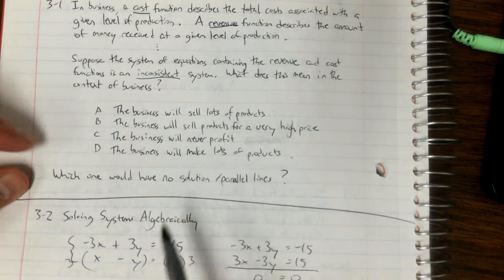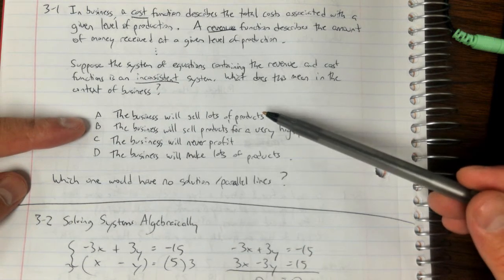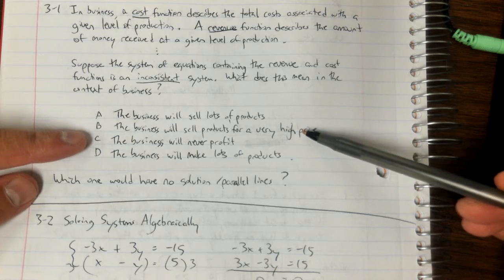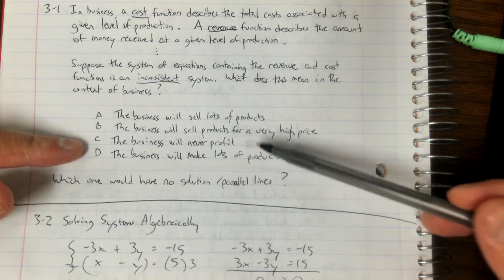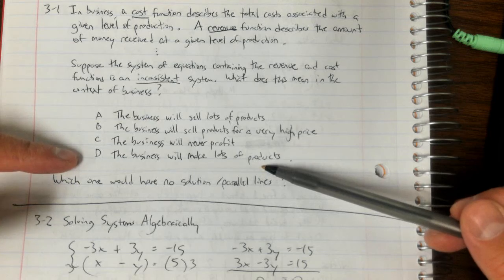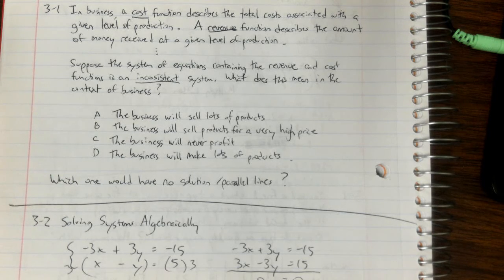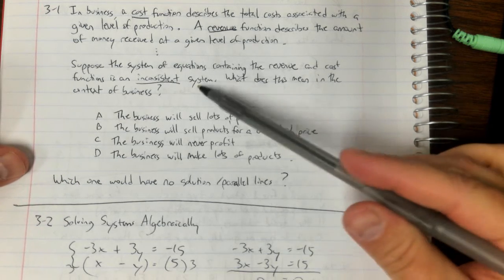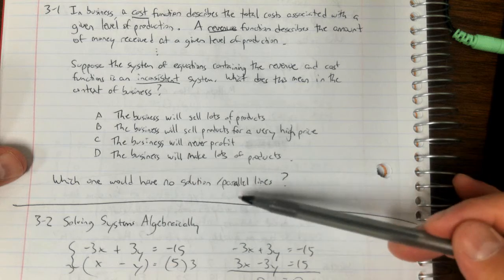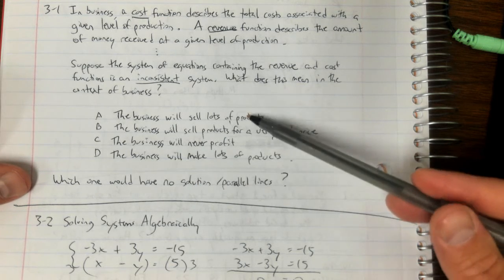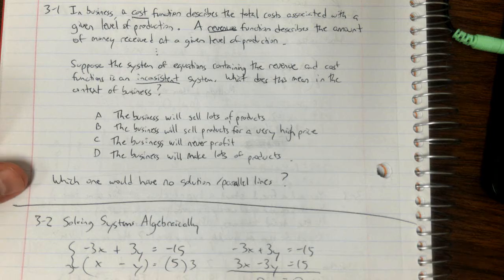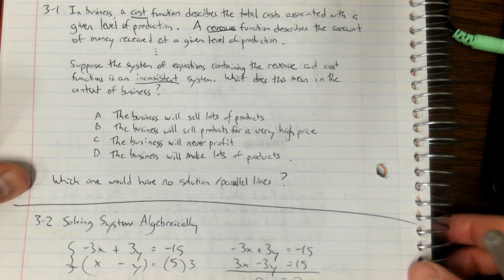So your choices are: the business is going to sell lots of products, will sell products for a very high price, will never profit, and will make lots of profits. So if it's inconsistent, that means no solution or parallel lines. And so you need to think about which of these would cause that to happen. Just multiple choice.